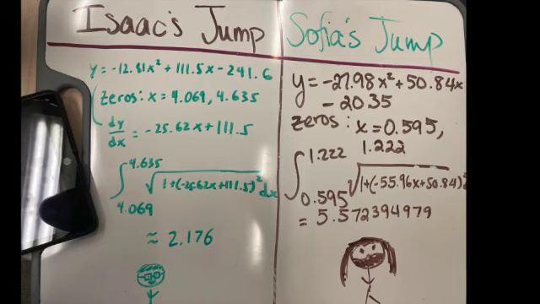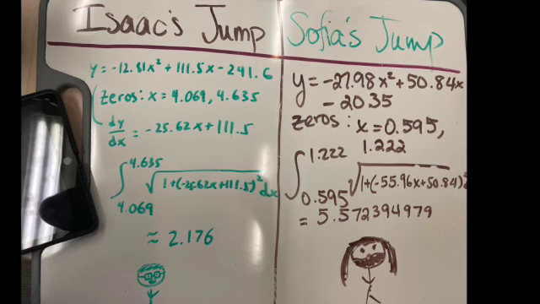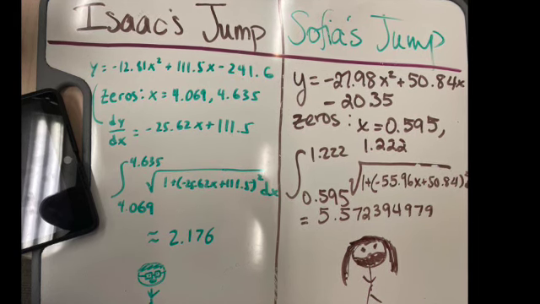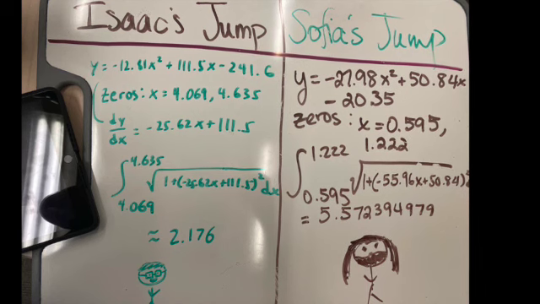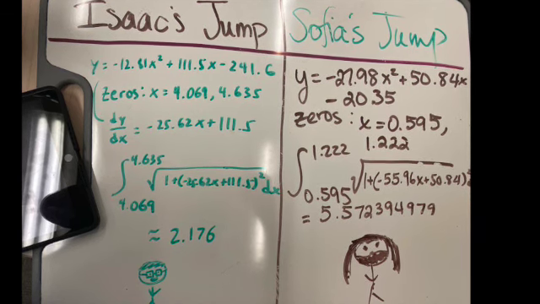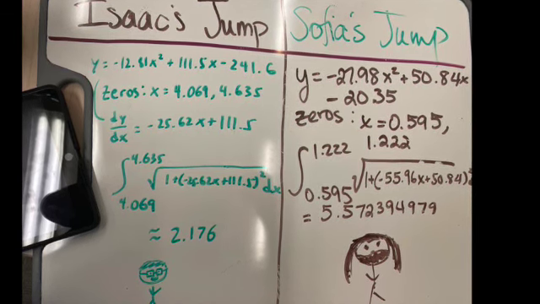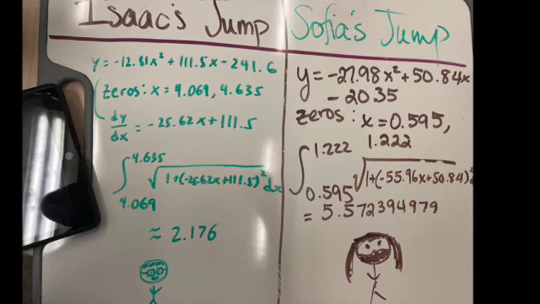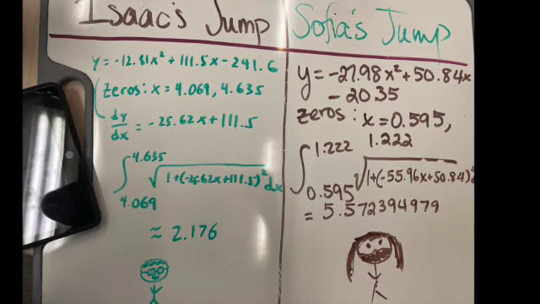My jump's arc length was 5.572 inches. Isaac's jump's arc length was only 2.17 inches, so the difference between the length of the jumps would be 3.396 inches. It also entails that my arc length is more than twice as long as Isaac's.